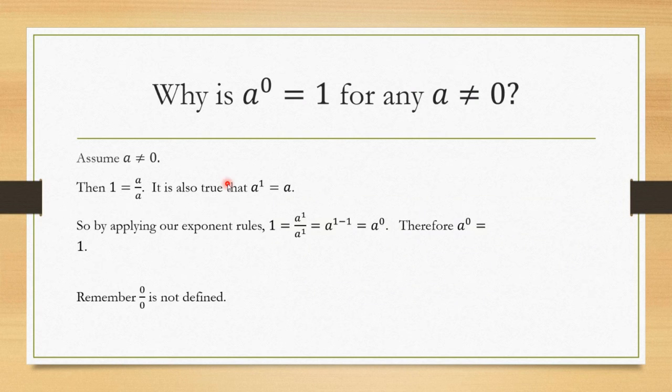I thought it was cool to give a little proof like this. Now you see why this is true. And we did use the fact that a is not 0, right? Because otherwise a over a would not make sense.